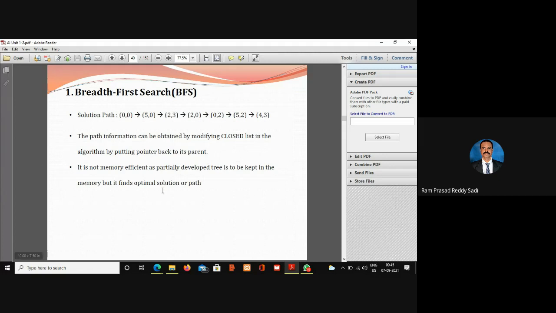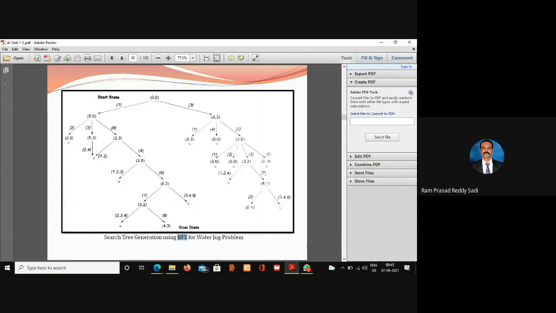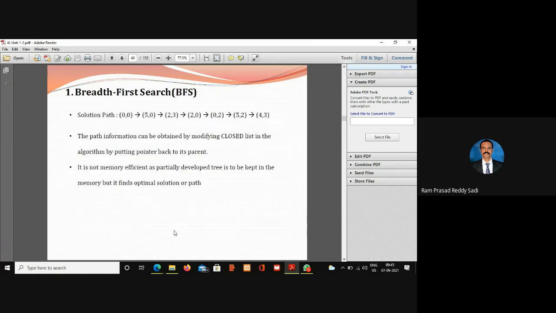See the solution path, as I said, it started with 0, 0, then went to 5, 0, then 2, 3, then 2, 0, then 0, 2, then 5, 2, and finally 4, 3. That's what the solution path is. And where will you find this path information? Every time a node is being explored, it's passed into the closed list. The path information can be obtained by modifying the closed list in the algorithm by putting a pointer back to its parent. It's maintaining it as a linked list.